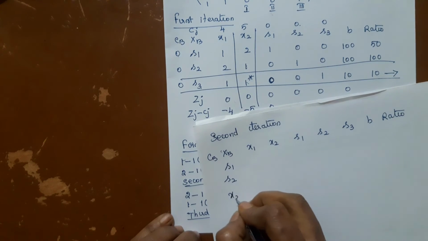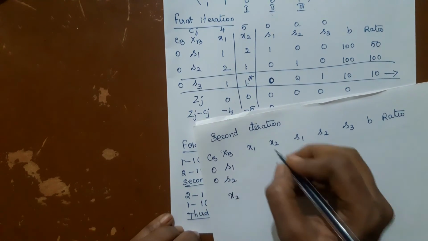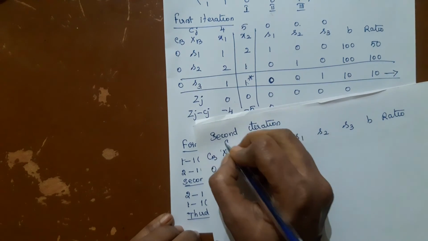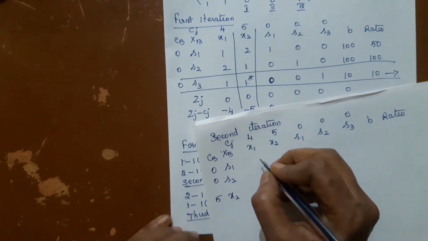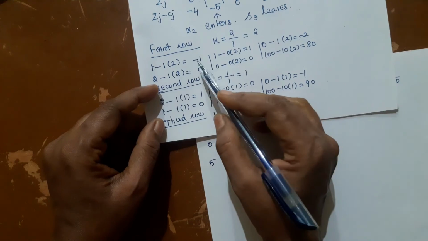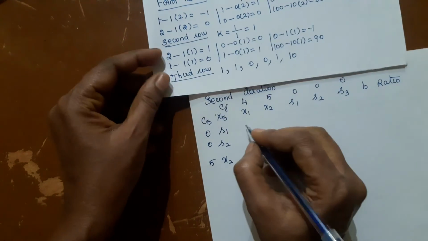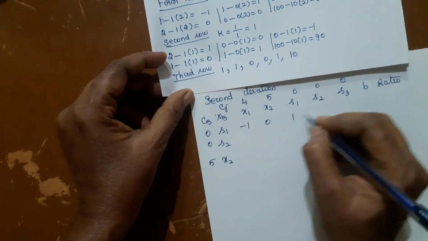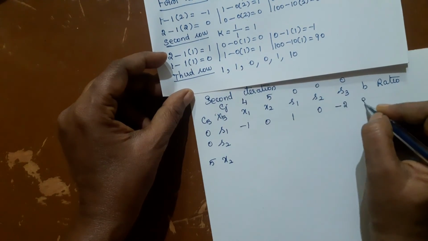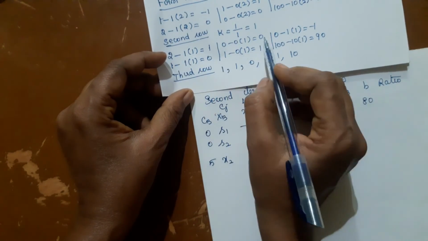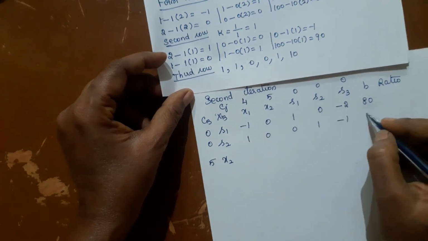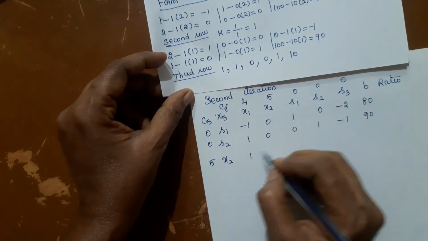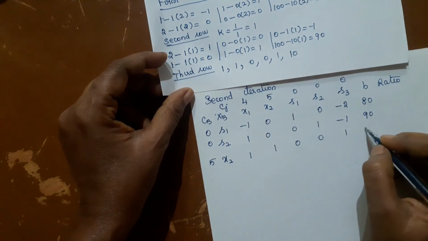So you have X2 here. For X2 the cost is 5. Now we have done the calculation. You just take these values: minus 1, 0, 1, 0, minus 2, 80. And for the second row, 1, 0, 0, 1, minus 1, 90. And for the third row, 1, 1, 0, 0, 1, 10.